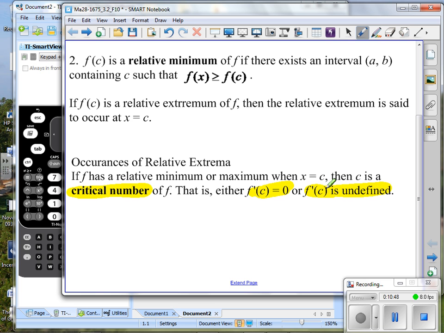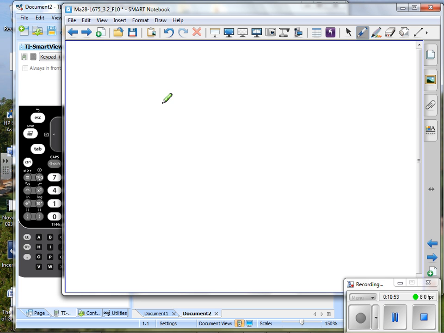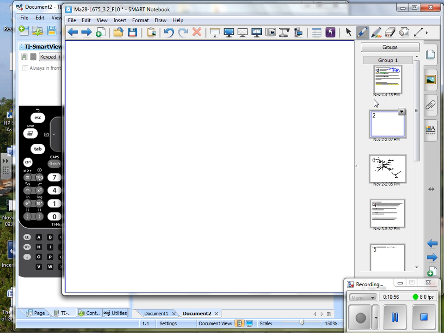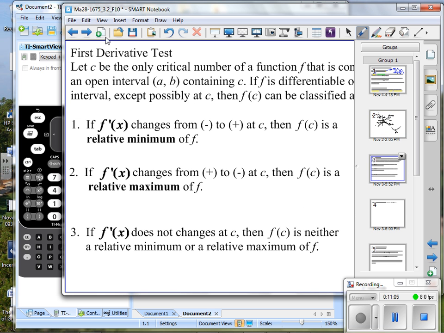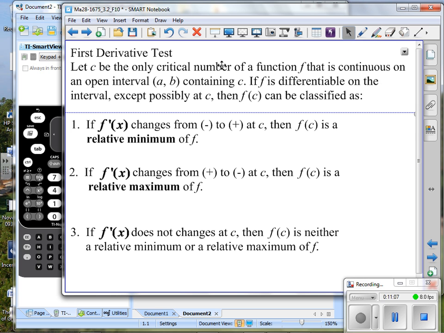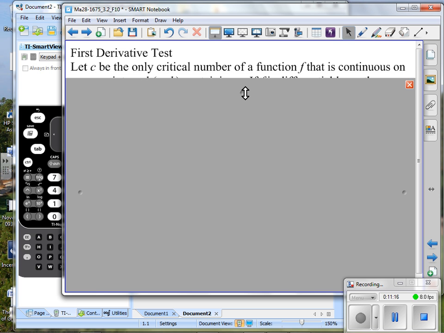A lot of that I was reading from the section 3.1 notes, so now let's go on. Hang on a second, we'll just delete that empty page. There we go. Okay, first derivative test. A lot of this stuff's going to sound like we're just repeating ourselves, which we are. Let C be the only critical number of a function. Okay, C is a critical number.